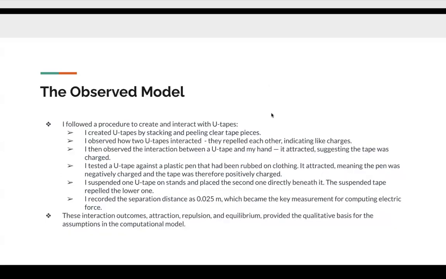The observed model was that I created U-tapes by stacking and peeling clear tapes. I saw that these U-tapes were attracted to my hand, suggesting the tape was charged, and the two U-tapes repelled each other, indicating like charges. I tested a U-tape against a plastic pen, and this attracted, meaning the pen was negatively charged and the tape was therefore positively charged. I suspended one U-tape on stands and placed the second one directly beneath it. The suspended tape repelled the lower one, and this had a separation distance of 0.025 meters, which became the key measurement for computing electric force and was used in the computational model later on.